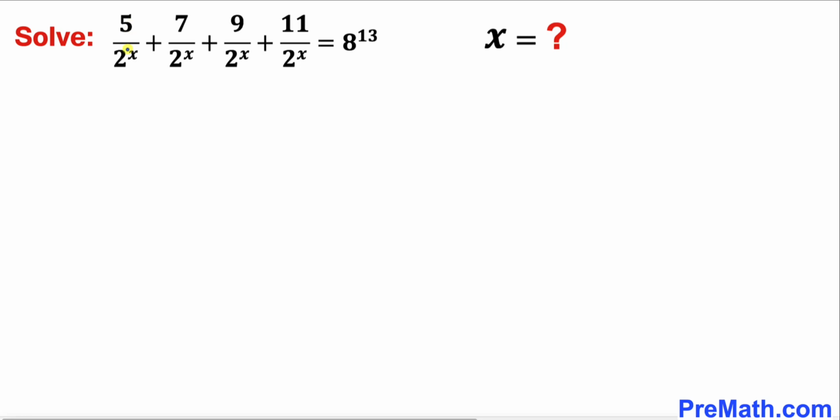So we got 5 divided by 2 power x plus 7 divided by 2 power x plus 9 divided by 2 power x plus 11 divided by 2 power x equals 8 power 13. In other words, we are going to find the value of x.